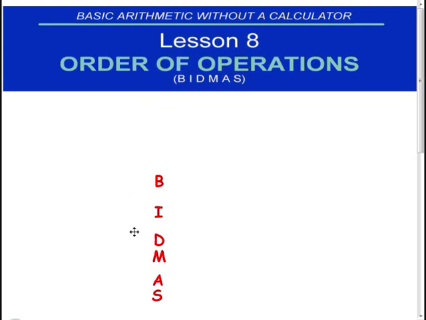This little acronym you see in front of you sometimes is a bit different. You've got BIDMAS here: brackets, indices, division, multiplication, addition, subtraction. But sometimes the I changes depending on where you're at in the country or where you're at in the world. Sometimes the I is an E and it means exponents. Sometimes it's an O and it doesn't really mean anything at all.